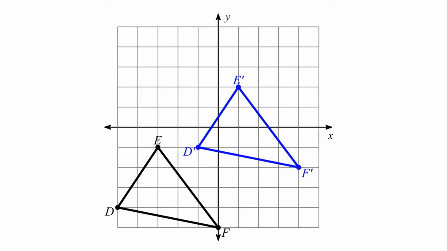Triangle DEF is translated and we have triangle D prime, E prime, F prime. We need to figure out how much it is translated by. So let's start with E. It went right, 1, 2, 3, 4, 4, and went up 1, 2, 3.